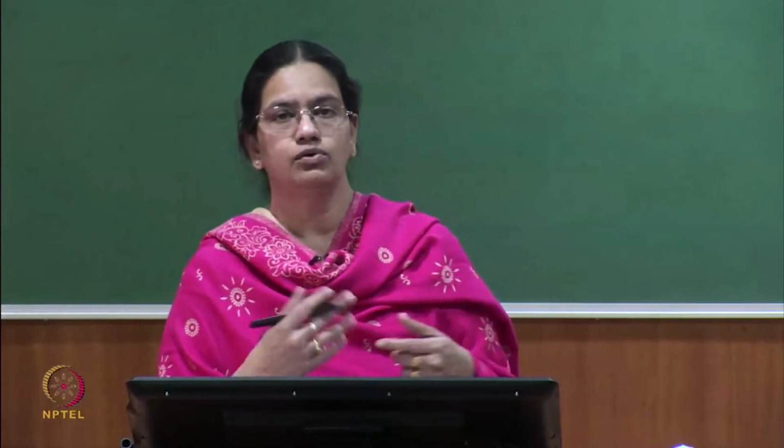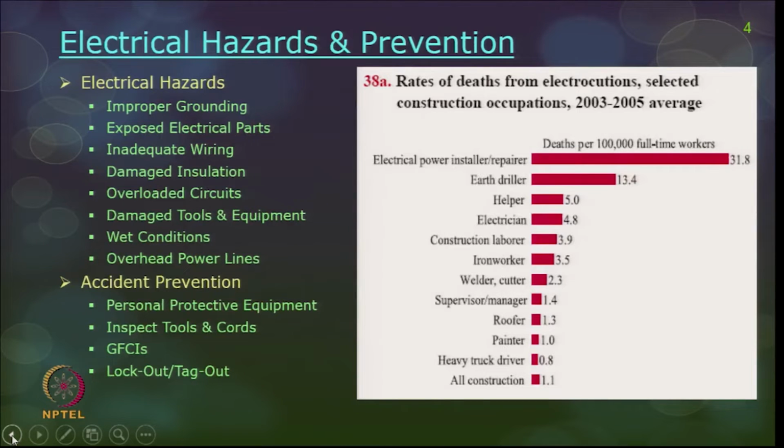Now, what are the electrical hazards and how to prevent them? Let us first see the statistics. In 2003 to 2005, the rate of death resulting from electrocution, as documented, is shown here. Electrical power installer deaths per 100,000 full time workers: 31.8, earth driller 13.4, helper 5, electrician 4.8, construction worker 3.9 and so on.